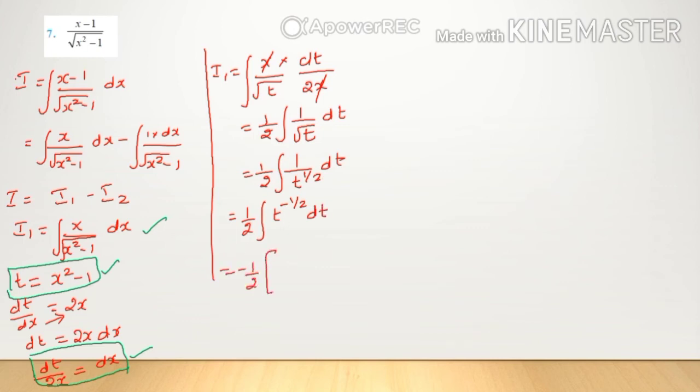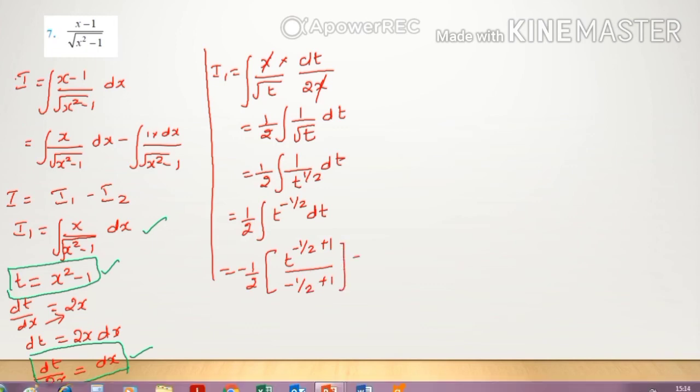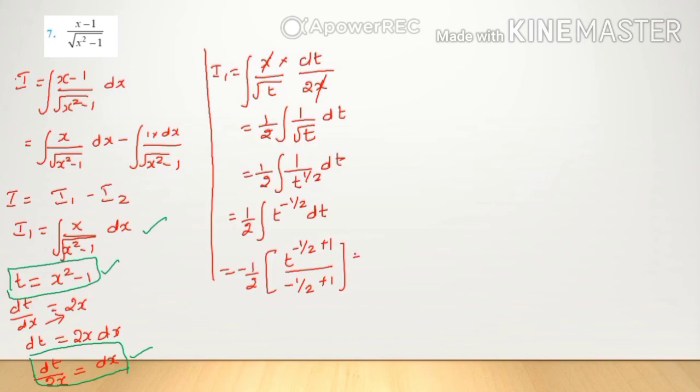So 1 by 2, this t power minus half, if I integrate, it is t power minus half plus 1 divided by minus half plus 1. That is, x power n integrates to x power n plus 1 divided by n plus 1, plus c. So this is equal to 1 by 2. This is not minus, 1 by 2 is a positive value only.